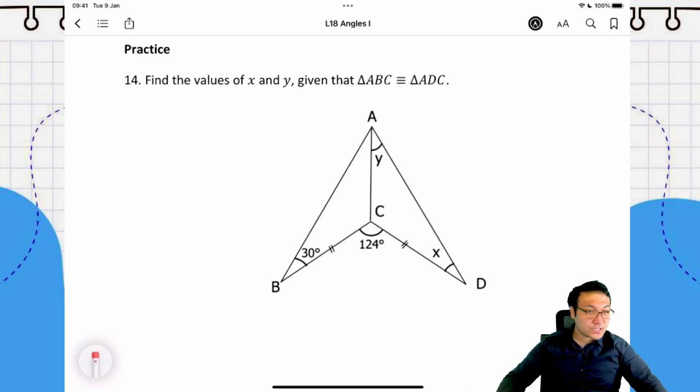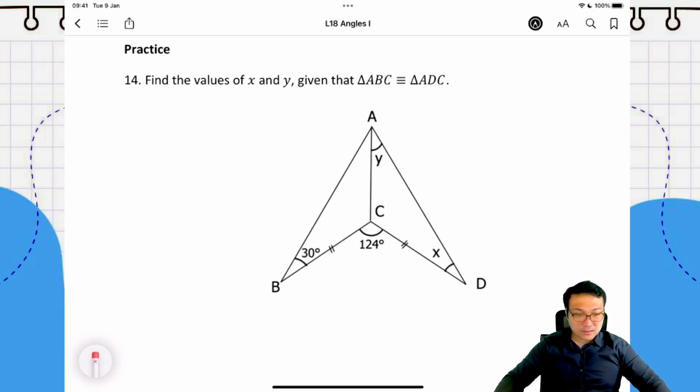Yes, Caden, you have a question? Congruent is used in modulo. Sorry, say again. Modulo, yes. Congruent is also used in modulo. Very good. 30. Yes. Okay, very good.